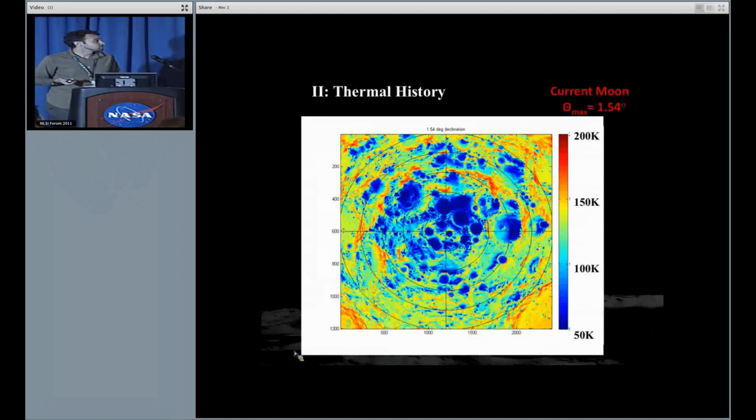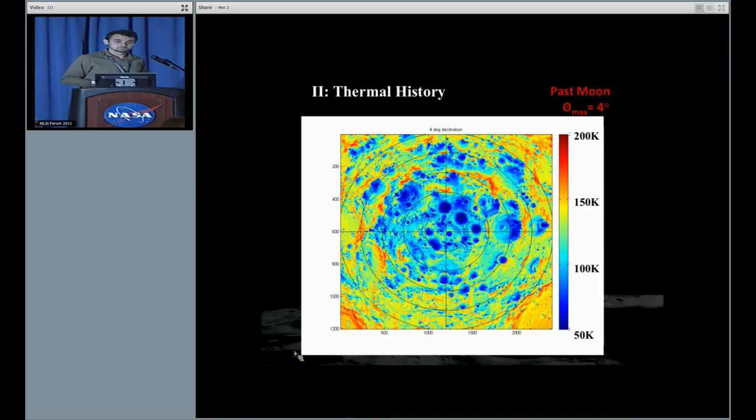And so we can see this is our map today, all right? And this is validated with Diviner data. These are our Diviner thermal models. This is just a map of average temperatures of the moon. And so we have lots of areas that are well below 100 Kelvin on average, right? And they can maintain ice. We go back to past obliquities, right, to higher tilts, and we can see those areas start to shrink.